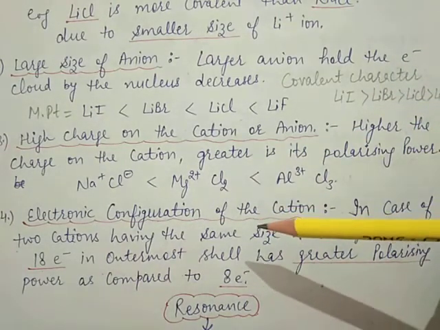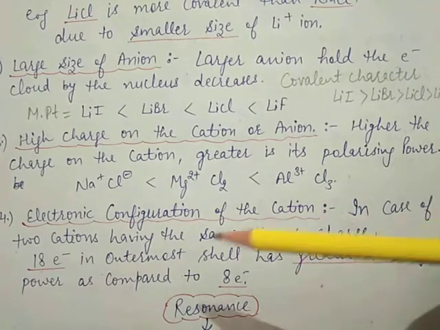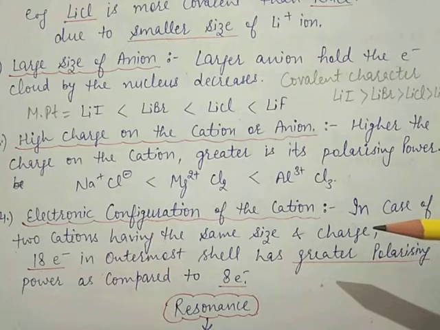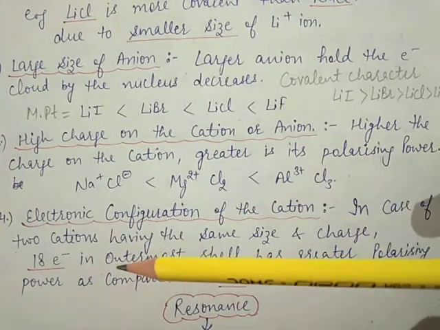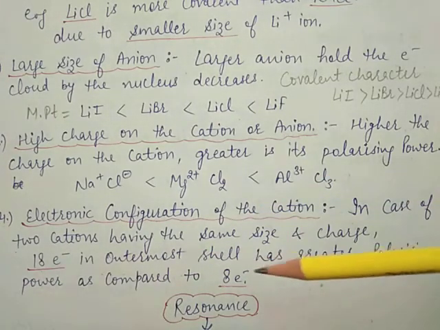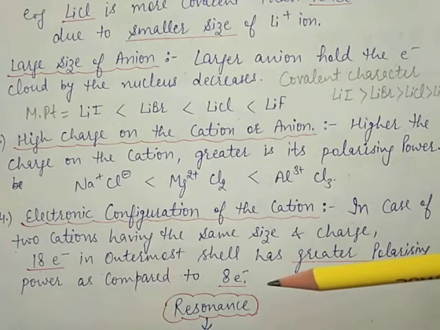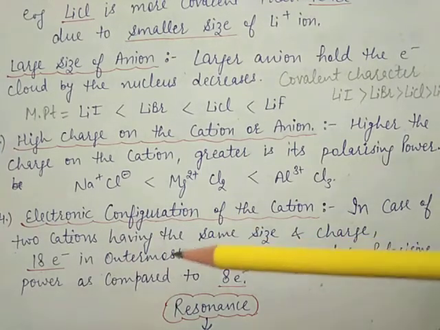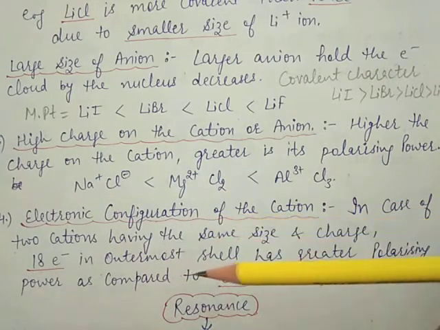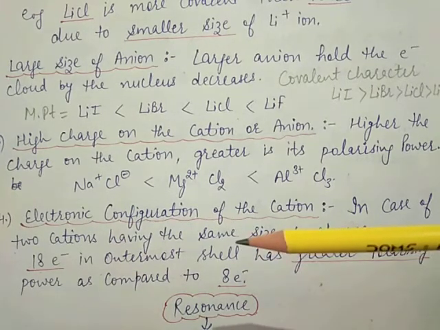Now next is electronic configuration of cation. In the case of two cations having the same size and charge, the one with 18 electrons in the outermost shell has greater polarizing power as compared to the one with 8 electrons. So 18 electrons have a more covalent character as compared to 8 electrons. So electronic configuration should be stable.